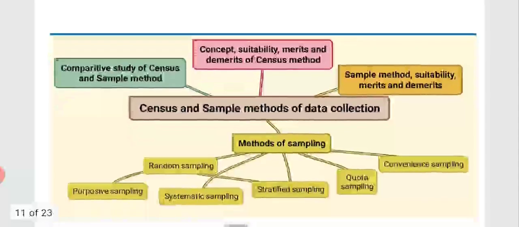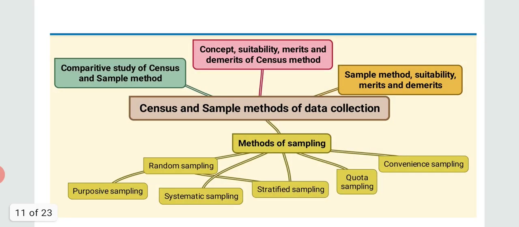Look at this mind map. These are the different topics of the chapter. First is concept, suitability, merits and demerits of census method, already we have done. Then concept, suitability, merits and demerits of sample method, already we have done. Today we will start with the methods of sampling. These are the different methods of sampling: purposive sampling, random sampling, systematic sampling, stratified sampling, quota sampling and convenience sampling. So let's start with the chapter.